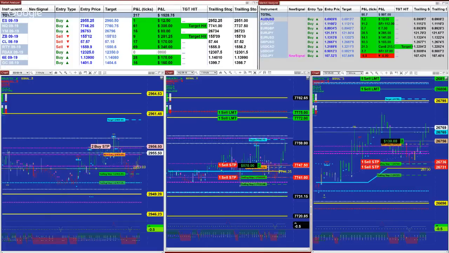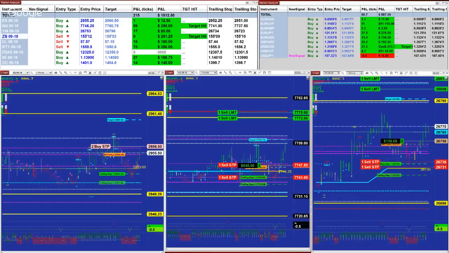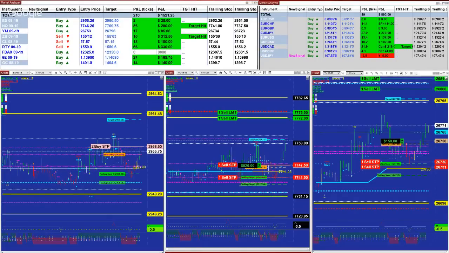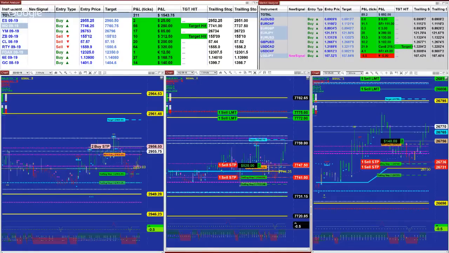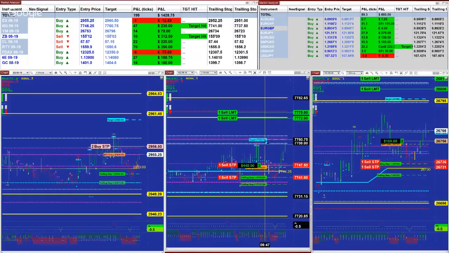Yes, Nasdaq has hit the target, as you see on the market analyzer. Nasdaq hit the target, and it is followed by double resistance, so there is not much left on the Nasdaq.